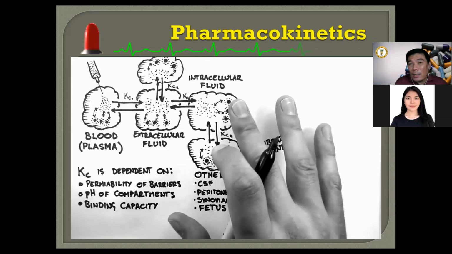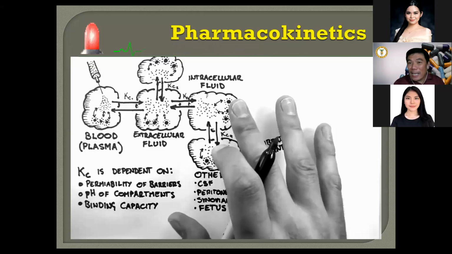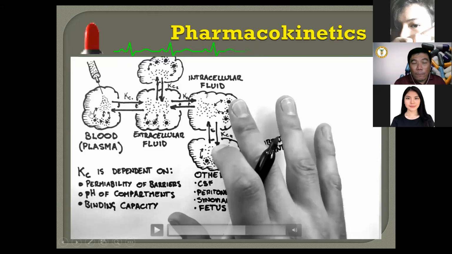So is there a possibility that if there will be anemia and low volume of blood, there are greater chances also of a slower pacing of distribution of the drug? Yes. So if there will be anemia and low volume of blood that will distribute this drug to the different compartments, that may also affect what we call the permeability of barriers. Okay? Next.